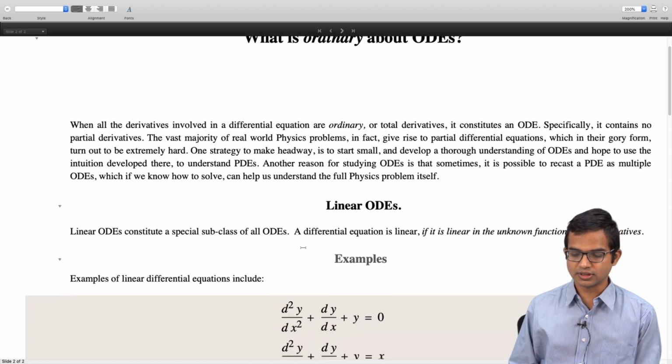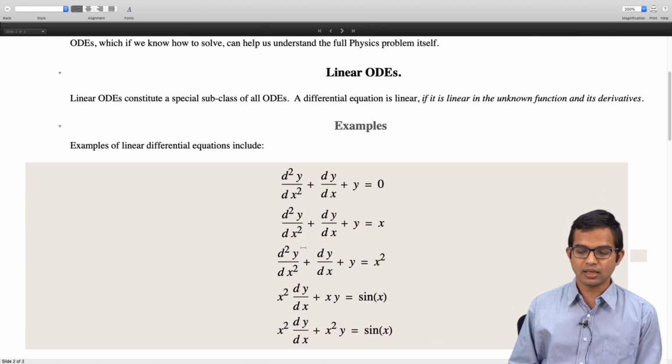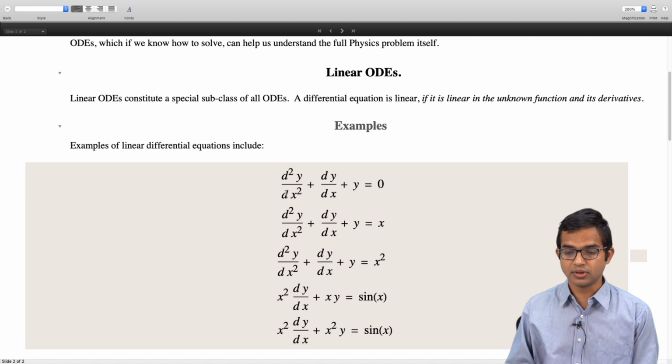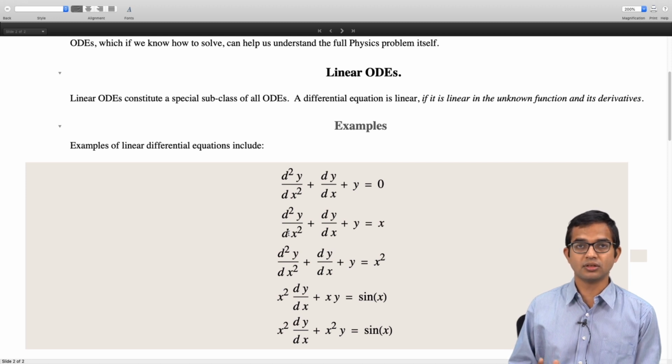So let's look at a whole bunch of examples. I have all of these equations which, I'm claiming, are linear equations. You have the second order derivative of y appearing here, but there is no square of this quantity, so it's linear in the second order derivative, the first order derivative, and the function itself. Therefore, this is a linear differential equation. Now the independent variable can be very crazy, nonlinear is allowed.